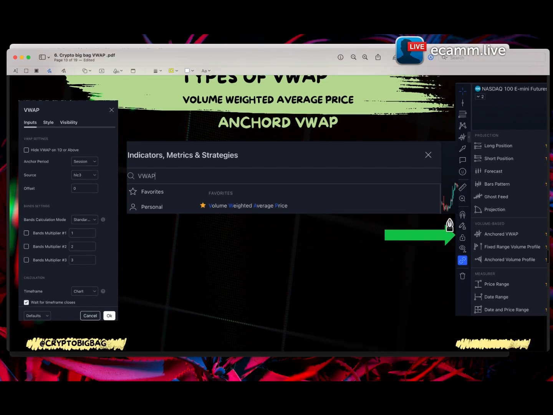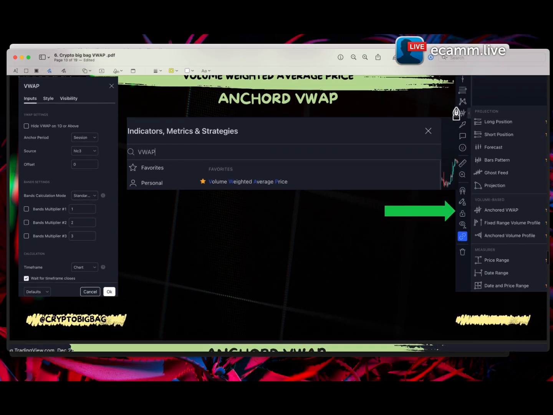When you're looking for anchored VWAPs, right, you go down to your indicator, projection, you go to your tools. Actually, VWAP is more of a tool, not an indicator. You go to your projection, tools, and choose anchored VWAP right here. As you can see, the arrow is pointing there, anchored VWAP.